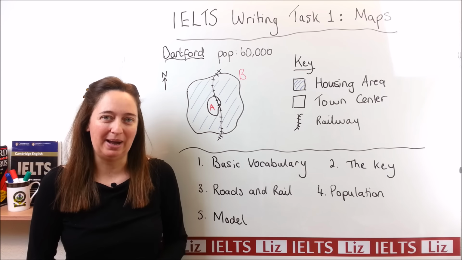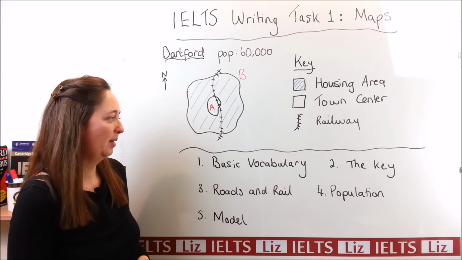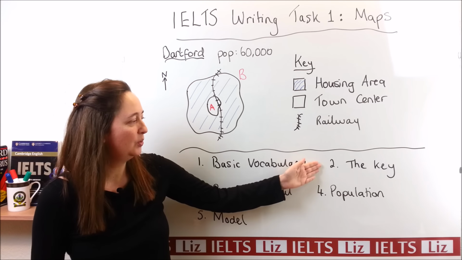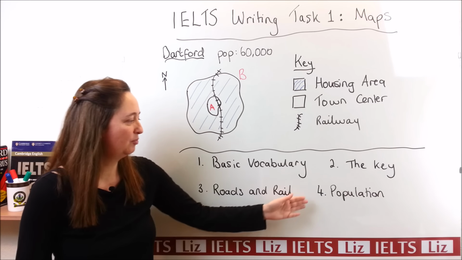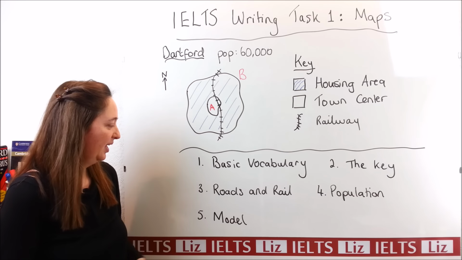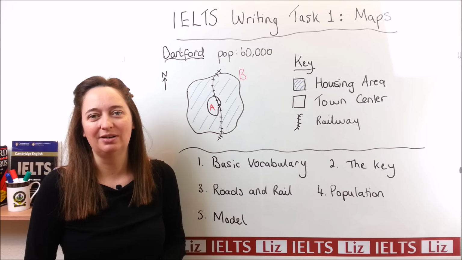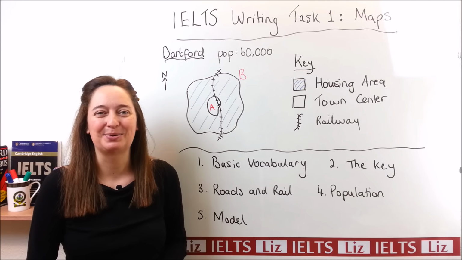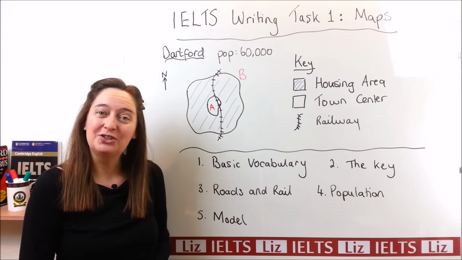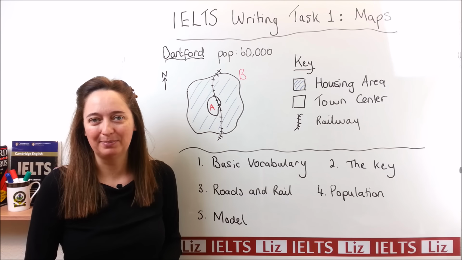to describe a map. So in this lesson we will look at some basic vocabulary, how to use the key, talking about roads and rail, writing about population, and I will also give you a link so that you can see a Band Score 9 model map report for Writing Task 1. Well, let's start and we'll have a look at some basic vocabulary for maps.